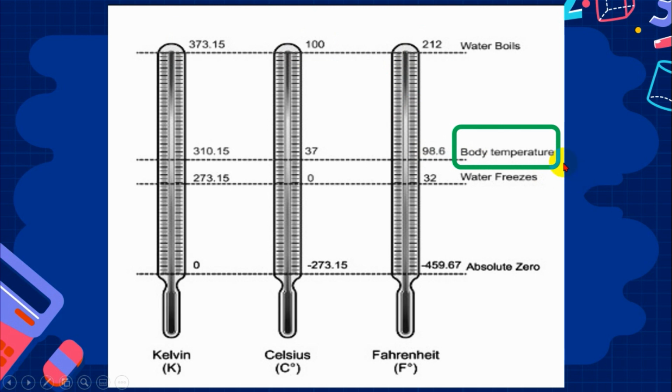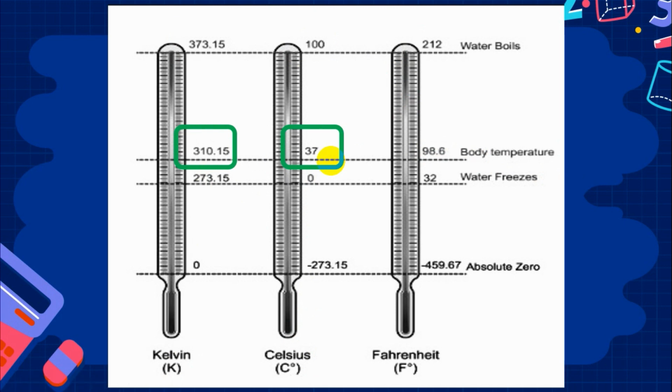Kapag pinag-uusapan daw natin yung temperatura ng katawan, ang normal body temperature in Kelvin is measured in 310.15. In Celsius, 37. So, usually, tayo, kapag body temperature, gumagamit tayo ng degrees Celsius. So, ito yung normal. Actually, lahat ng thermometer, mag-digital thermometer man yan or mag-mercury thermometer, naka-degrees Celsius talaga ang gamit natin. Yun yung basis natin ng normal na body temperature.